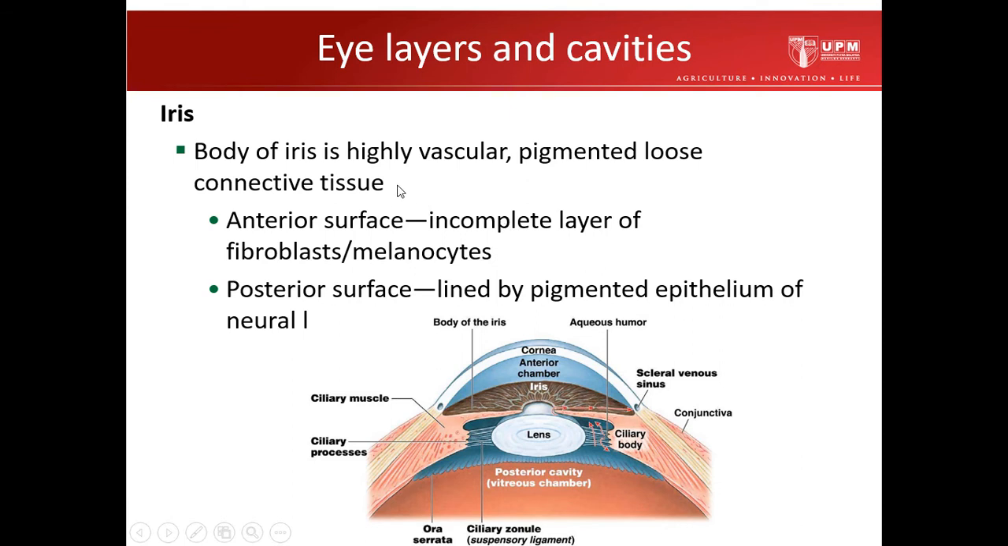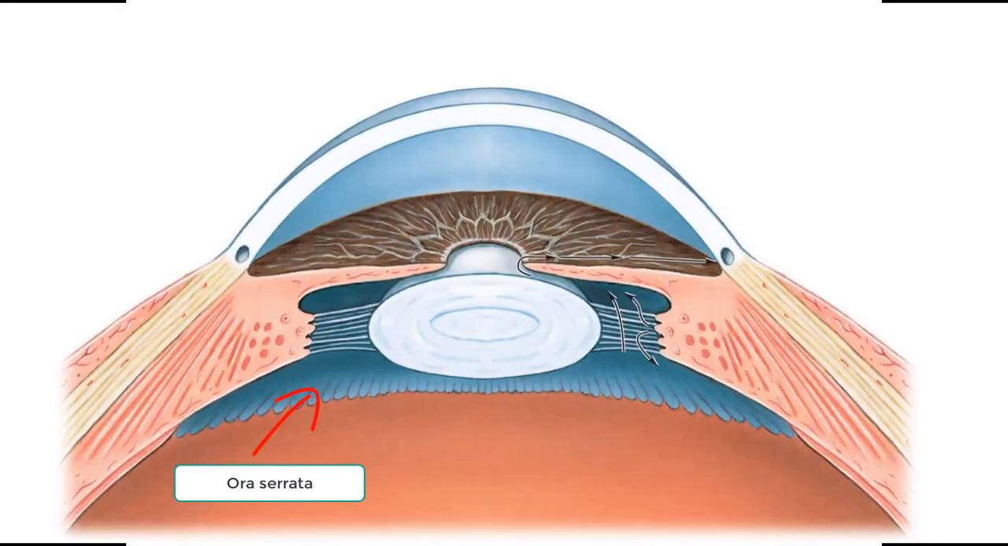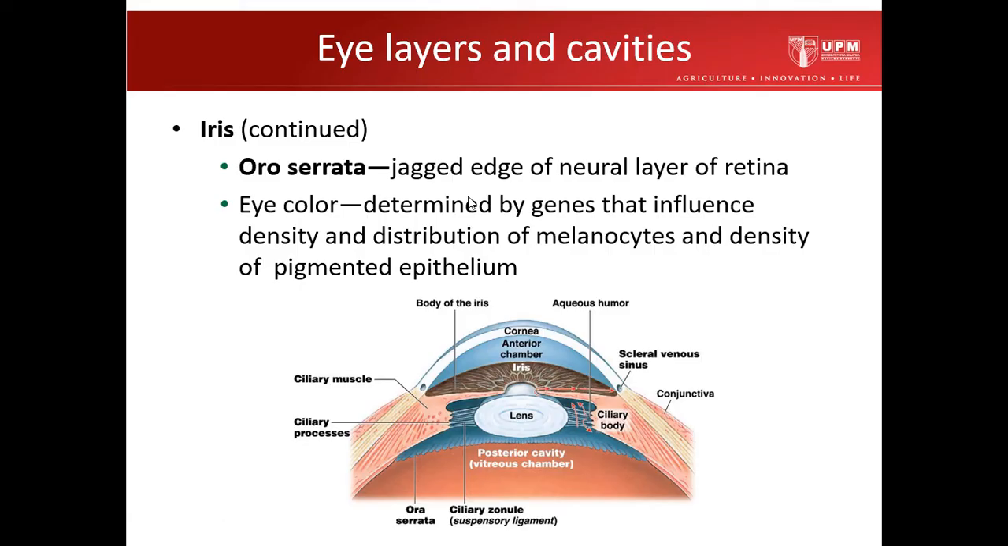The body of the iris consists of highly vascular and pigmented loose connective tissue. The anterior surface has no epithelial covering, and instead it has an incomplete layer of fibroblasts and melanocytes. The ora serrata is the jagged anterior edge of the neural layer of the retina.